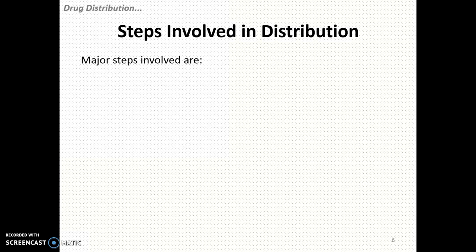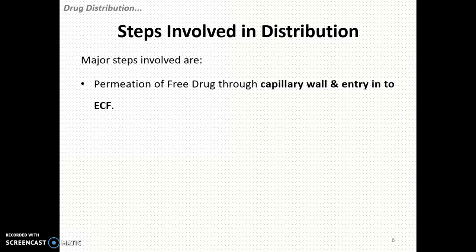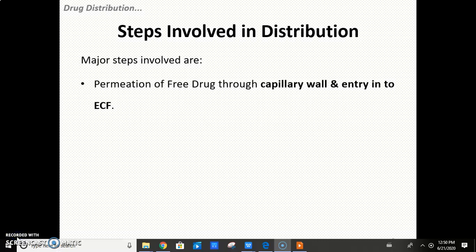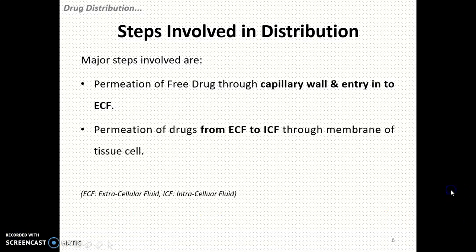Now we come to the different steps involved in the distribution process. Majorly, two basic steps are involved. Step 1 is permeation of free drug through the capillary wall and entry into extracellular fluid. The other step is permeation of drug from extracellular fluid to intracellular fluid through the biomembrane of tissues.